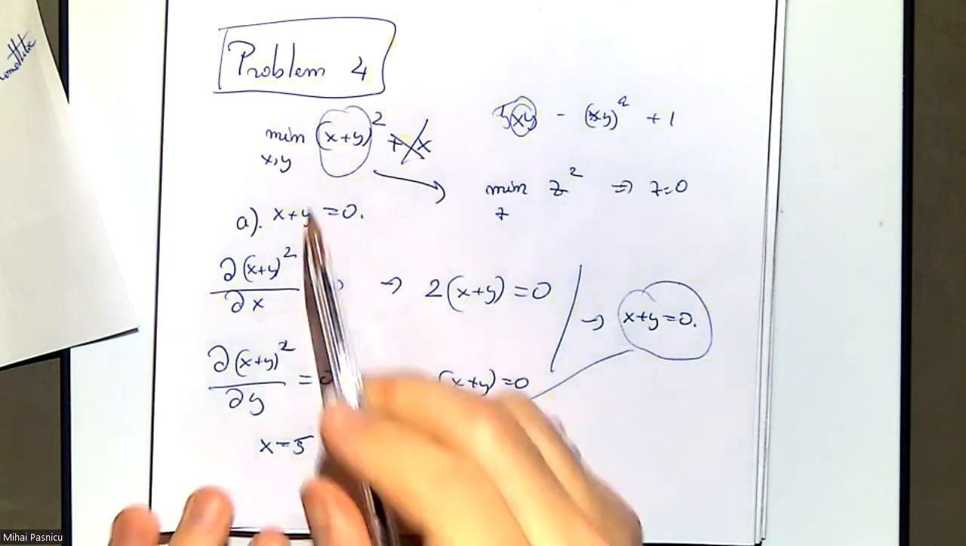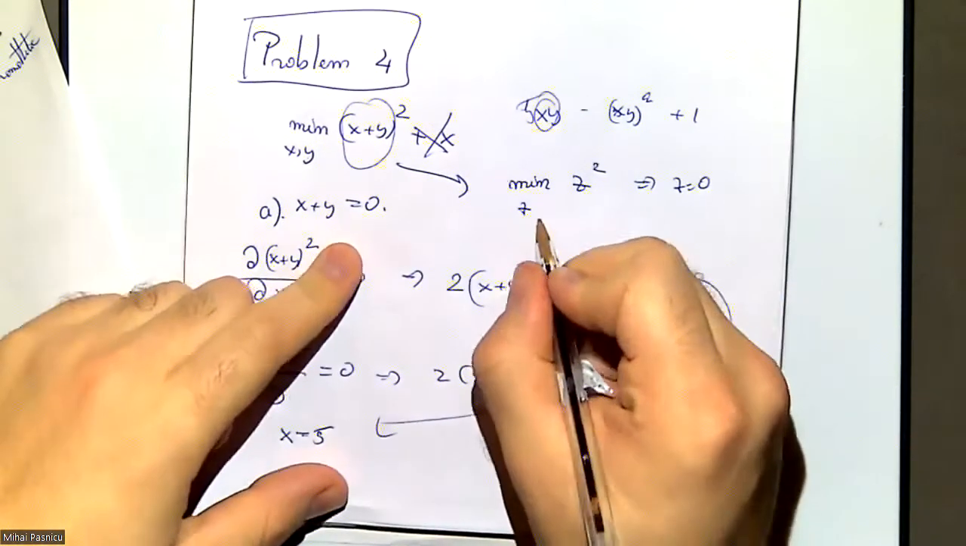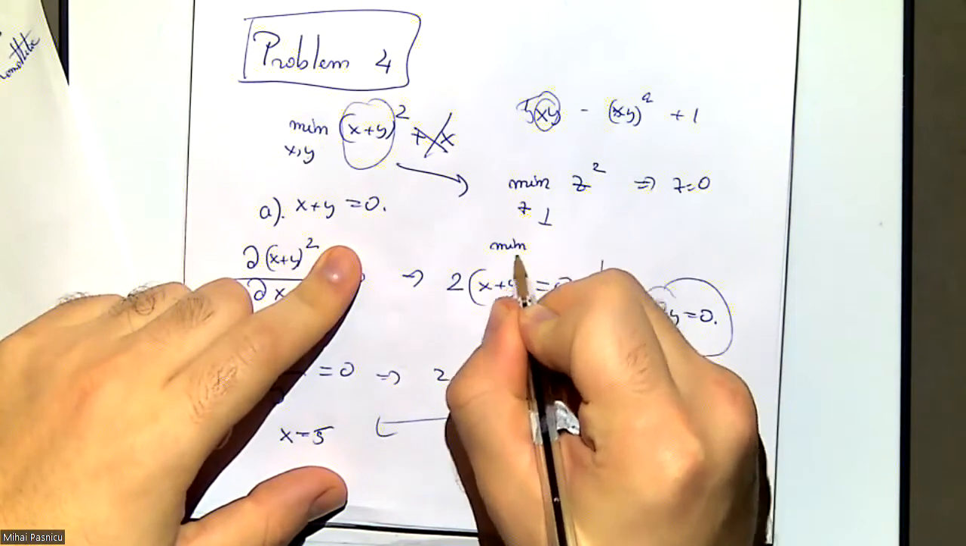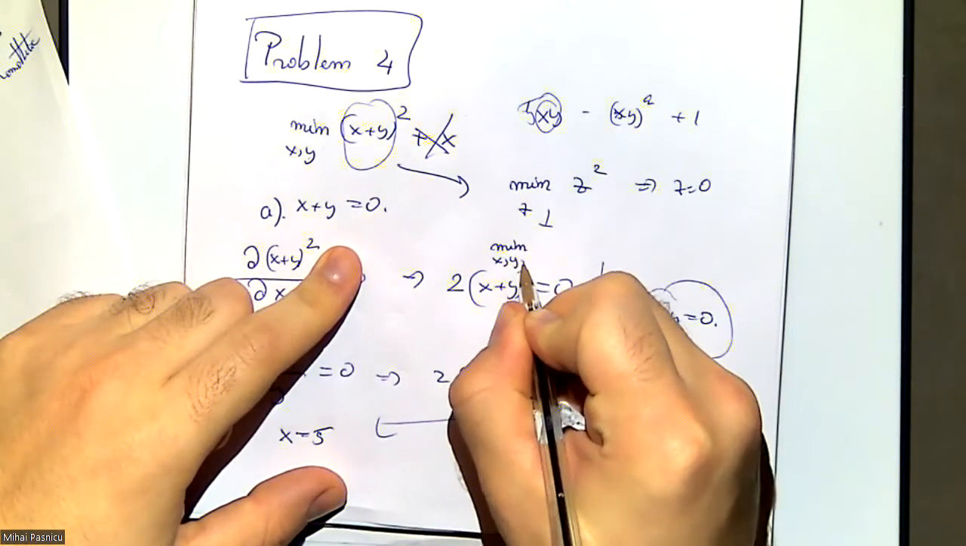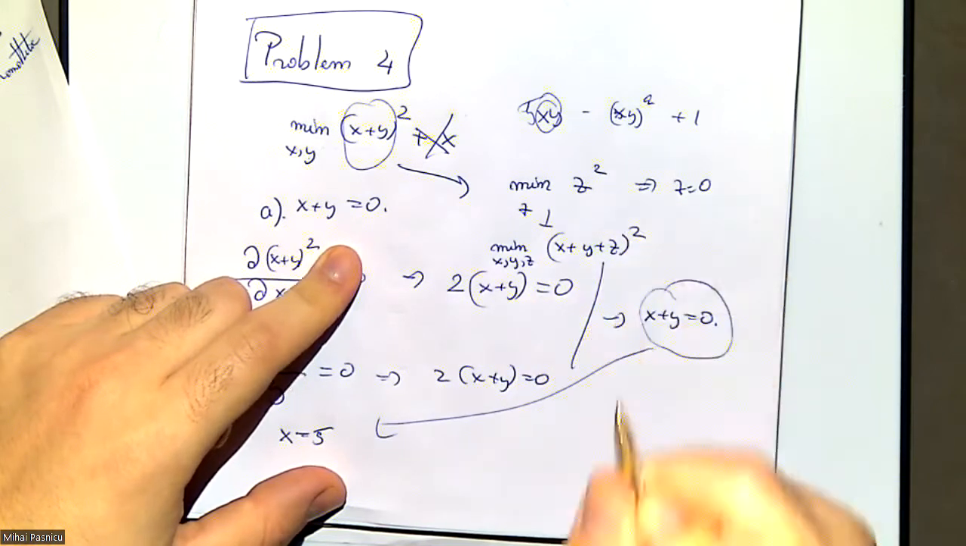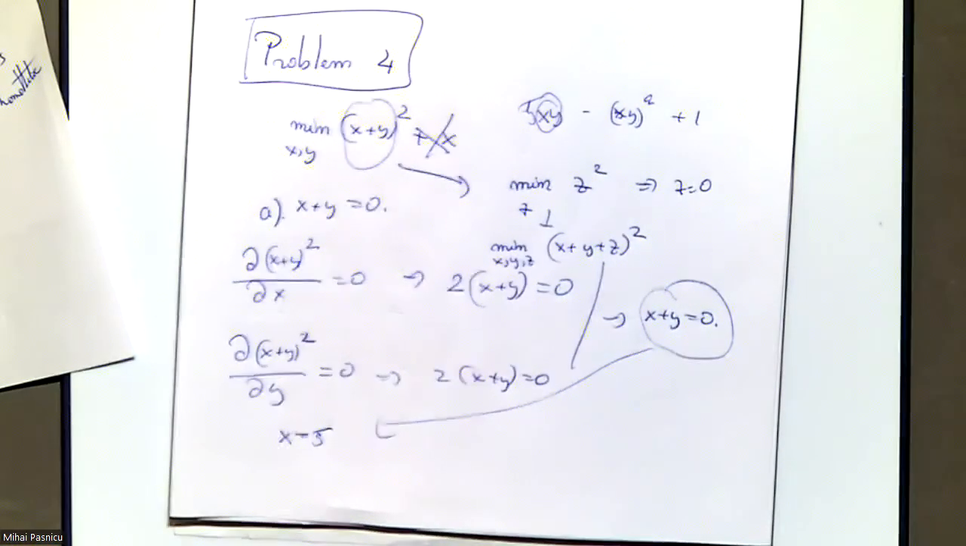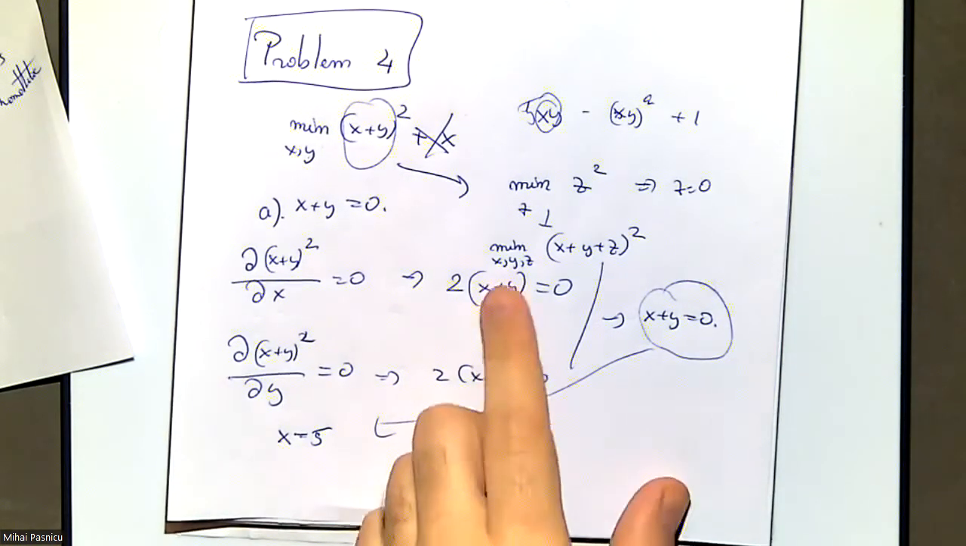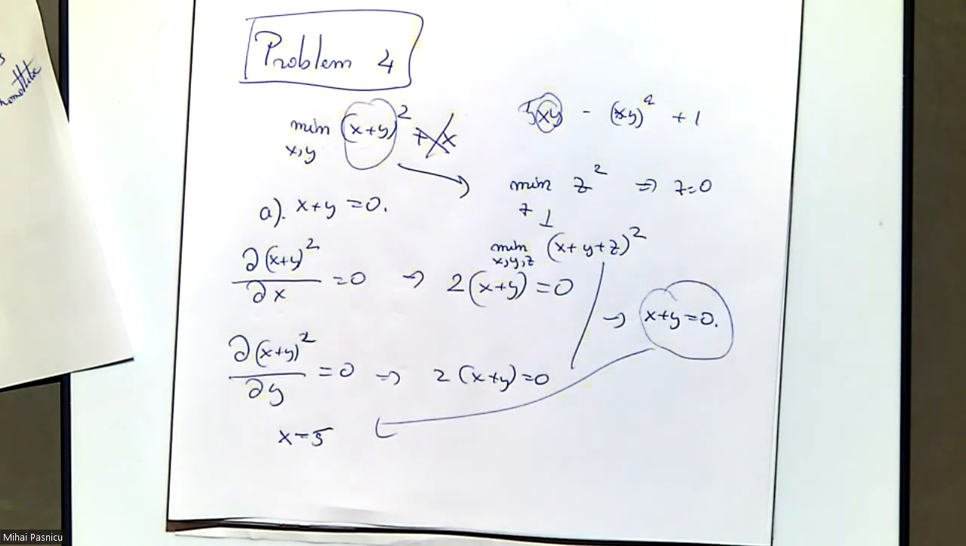I can just write minimize. I can put as many variables as I want: x, y, z, minimize x plus y plus z squared. They are intrinsically only one value. They're just the sum. Their particular values don't matter, just what they add up to. Does that make sense? Does that answer your question?